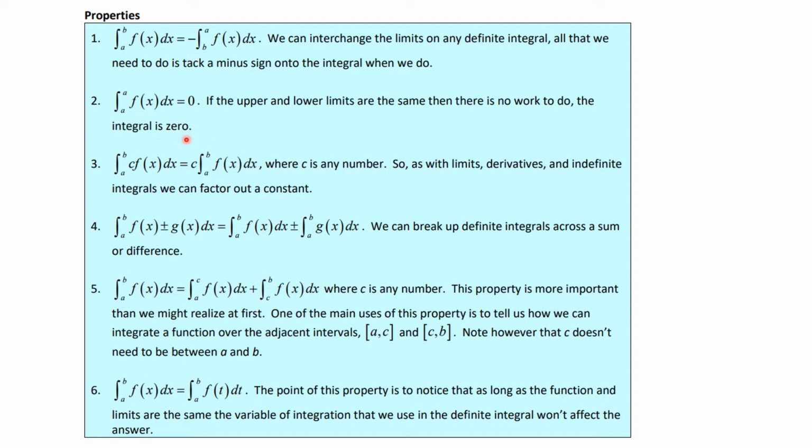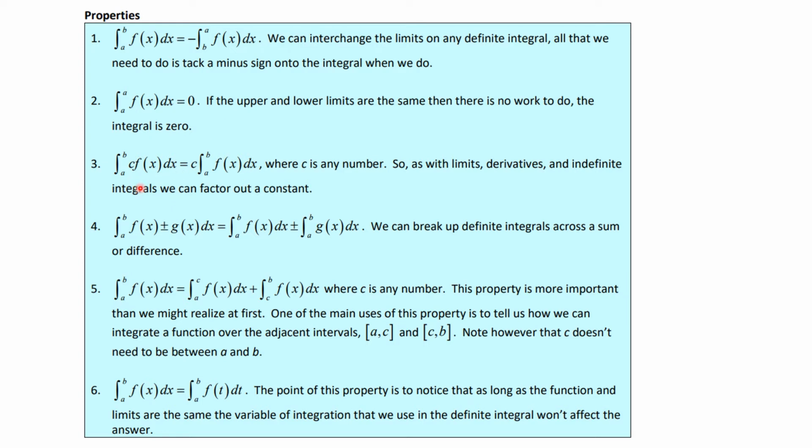Number 2, the integral from a to a of f of x dx is equal to 0. Well, what that means is the area under a single point is going to be 0 because there's no width. So if the upper and lower limits are the same, the answer is 0.